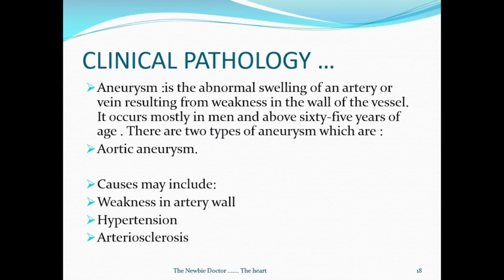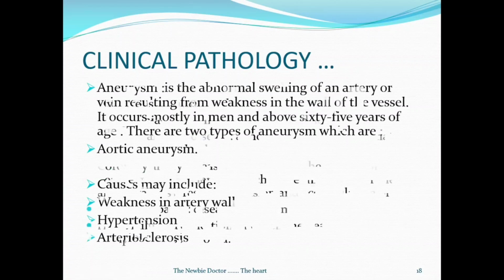And usually it's found in the aorta. That is why we have aortic aneurysm, and there are also different kinds of aneurysm, but for the sake of this lecture we'll be mentioning just the aortic aneurysms. And as you can see down here, we have the causes, which may be due to weakness in the wall, due to hypertension or atherosclerosis, which I'll be discussing as we go further in the lecture.